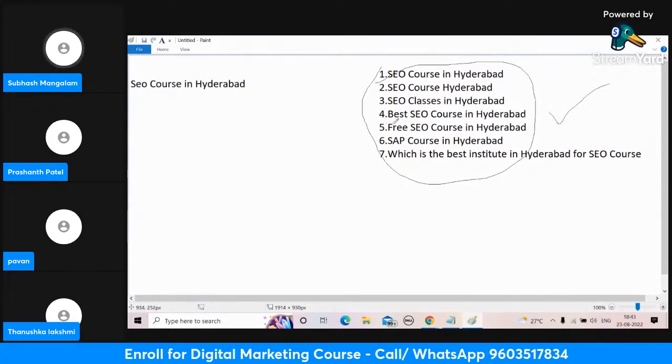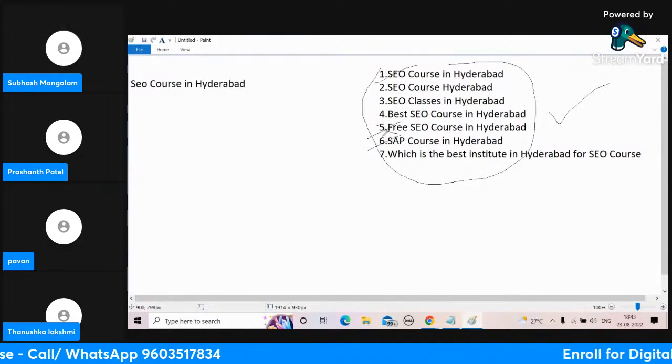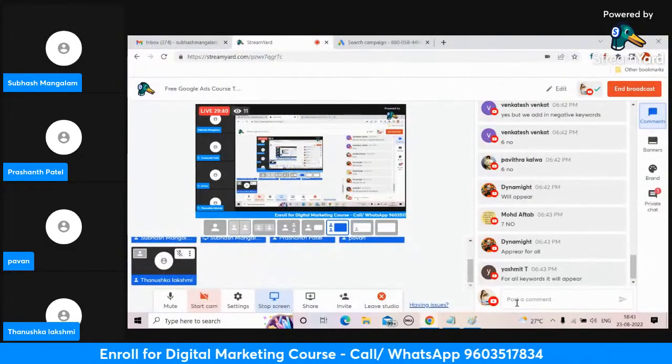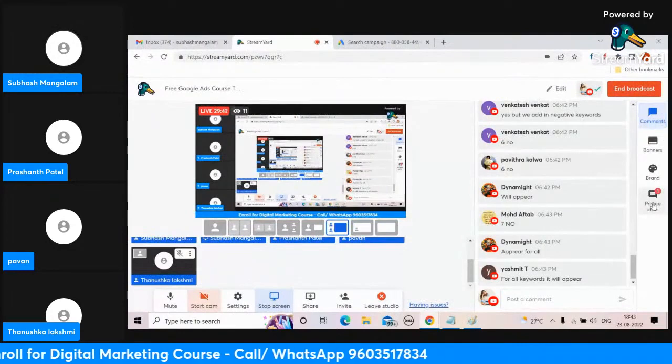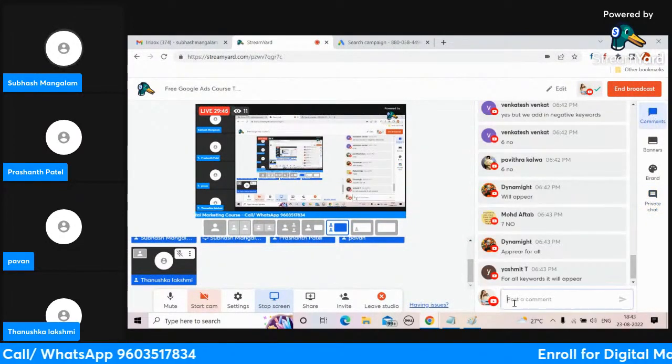Now see here, the customer is clearly mentioning free SEO. If you show an ad, it's a waste. The customer is mentioning SAP, and still you are showing SEO codes. These are a waste. The remaining ones are better, but these two are actually a waste. So how to avoid this? This is really important. This is the game. Most people lose money like this only.